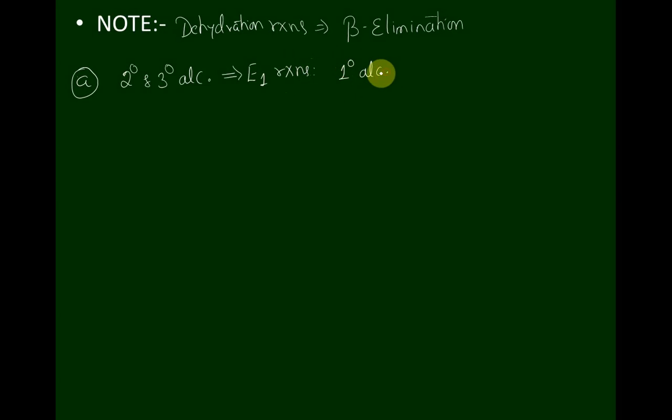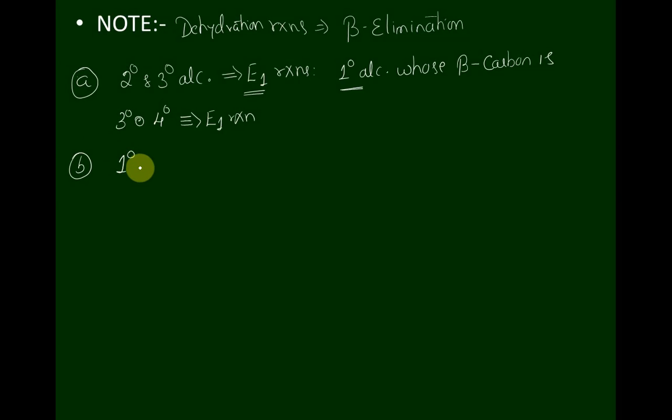Primary alcohol whose beta carbon is tertiary or quaternary, then only it follows E1 reaction. All the secondary, tertiary alcohols follow E1 elimination reaction. Primary alcohols follow E1 elimination reaction only when beta carbon atom is bonded with the tertiary group or quaternary group.